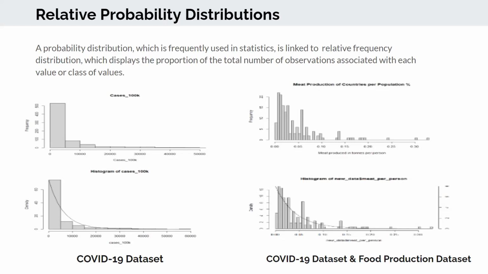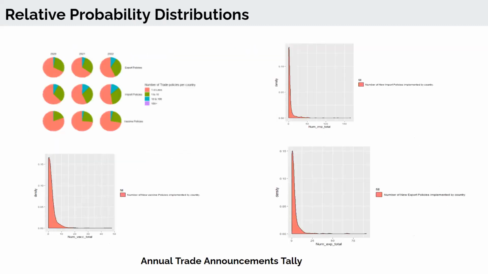From the graphs, we can see that the mean is greater than the median. So we can say that they are positively skewed. Next slide, please. Here we can see the pie charts, which show export trade policies, import trade policies, and vaccine policies per country in the years 2020, 2021, and 2022. And all the other graphs show that they are positively skewed. Next slide, please.